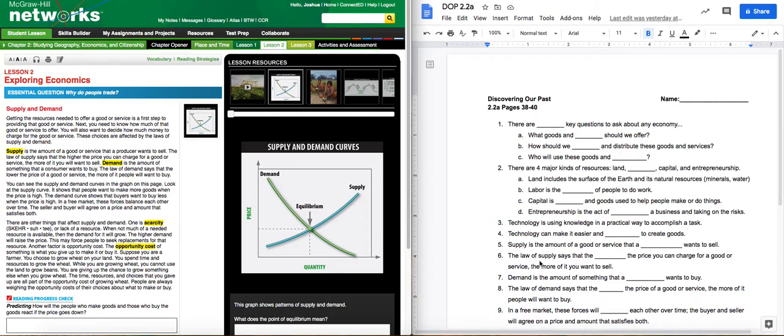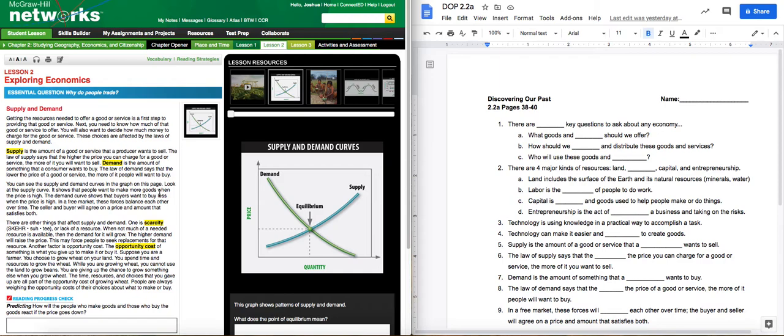Number 6, the law of supply says that... we'll go into this next one. Sorry, that's in that one. Where am I now? Number 6 says that it's the higher the price that you can charge.